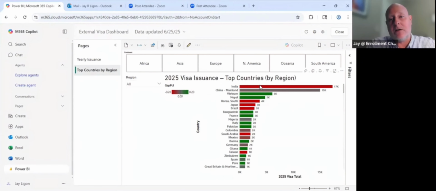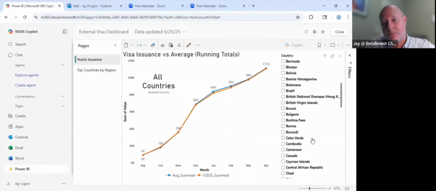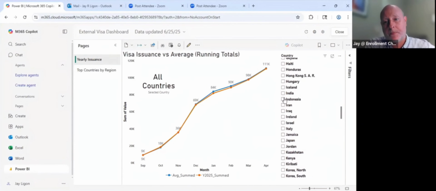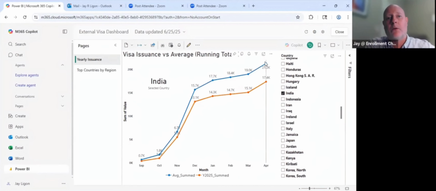So for instance, India, you can hold your cursor here and you see the gap percent is negative 0.18. Just to give you an idea of what that looks like. You can go here and say we want to look into it a little more closely. And there we go. We have nearly a 20% underperformance to the average year.